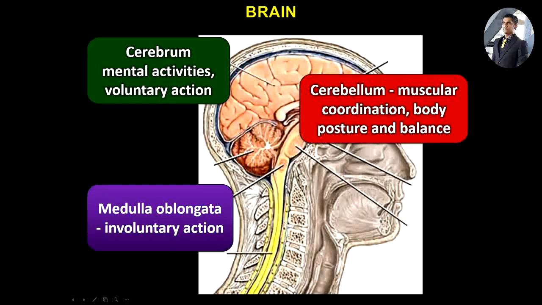So that's basically it. Even though the brain has many other components, for SPM syllabus, you need to know cerebrum, cerebellum, and also medulla oblongata.